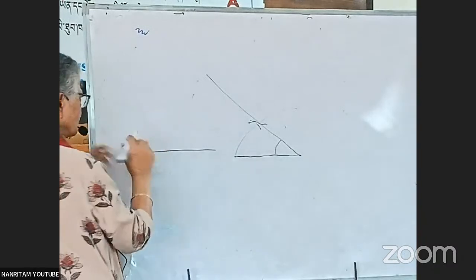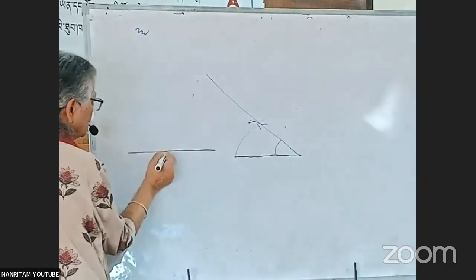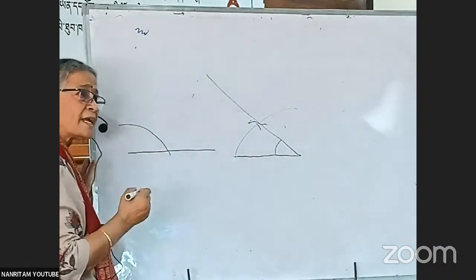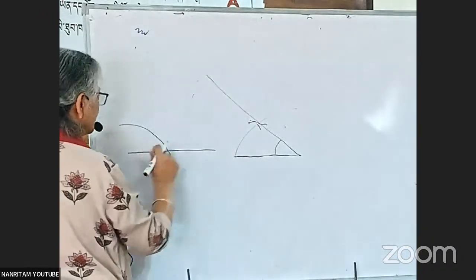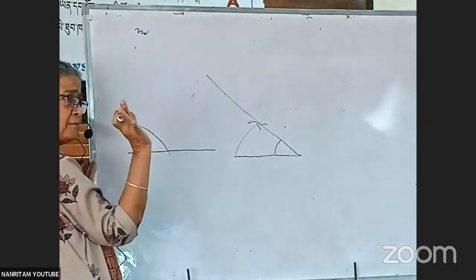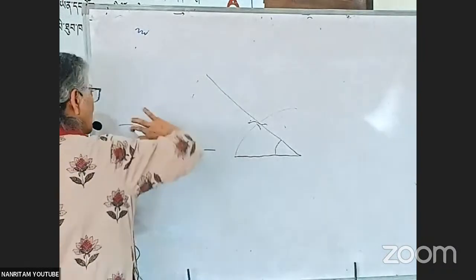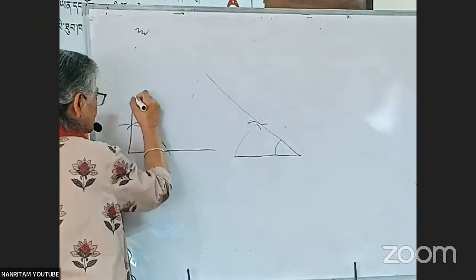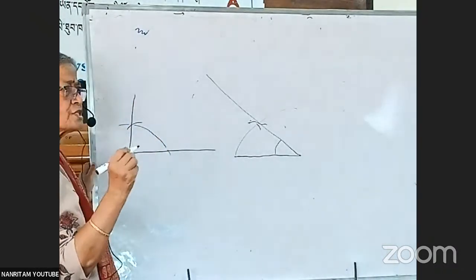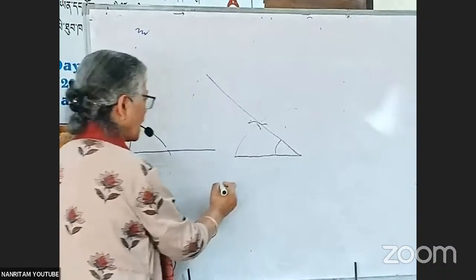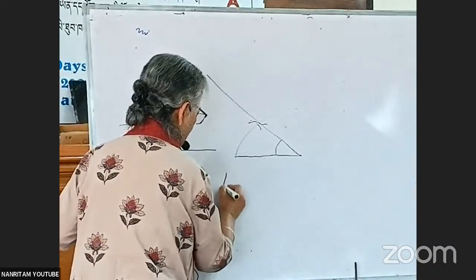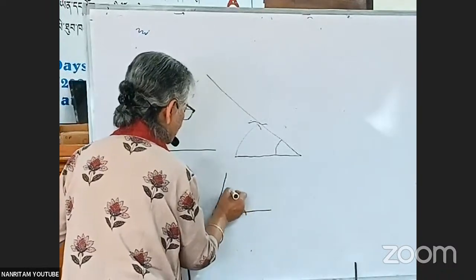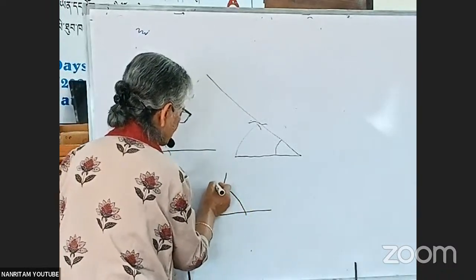With any radius from here to here, draw an arc. And then from here I did another. Remember to the child, an arc alone is not enough. An arc is a part of the circle. What arc we have drawn is a series of points.